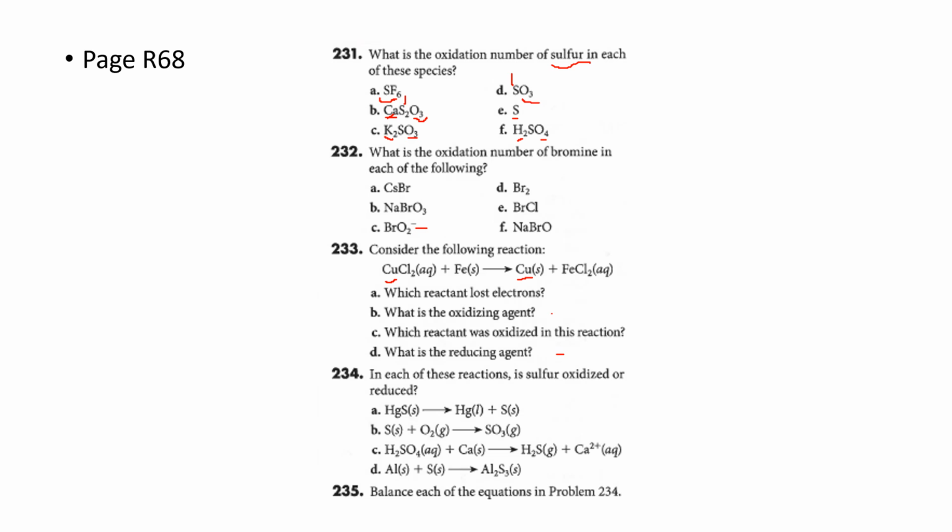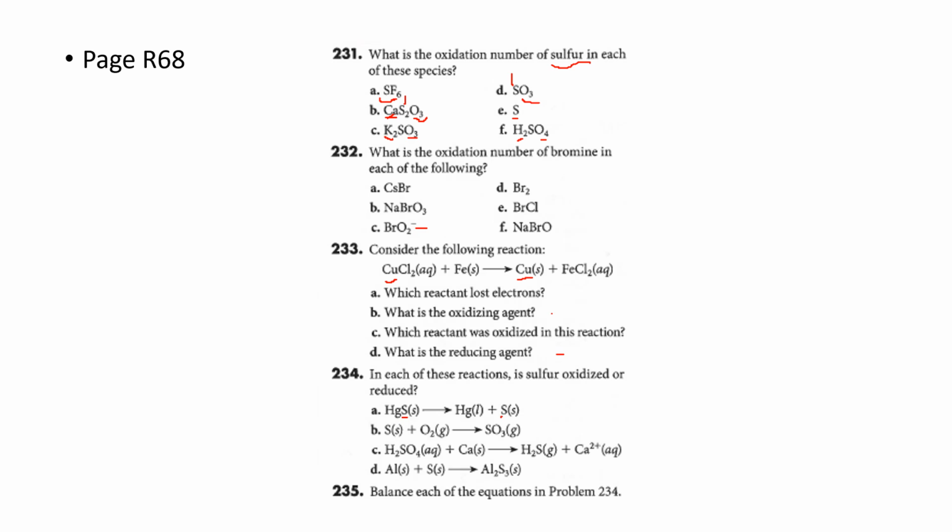So iron got a lot of attention on that problem. All right, 234. In each of these reactions, is sulfur oxidized or reduced? In order to figure that out, you have to figure out its oxidation states. In part A, it's the second element. It's going to be its ionic charge here, -2.